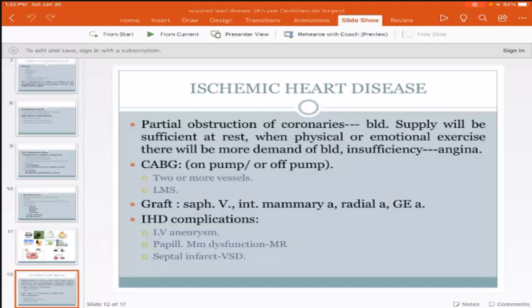We took it in the left ventricular assist device.